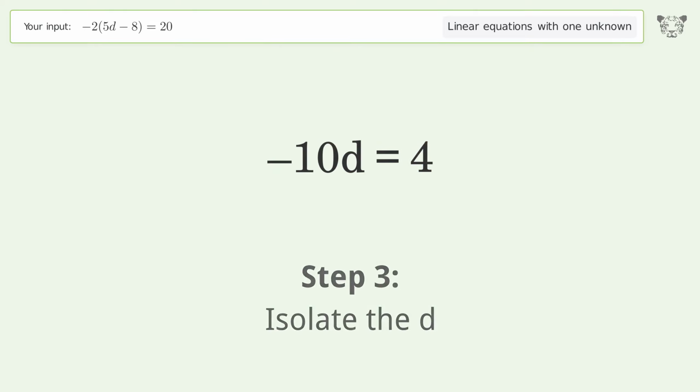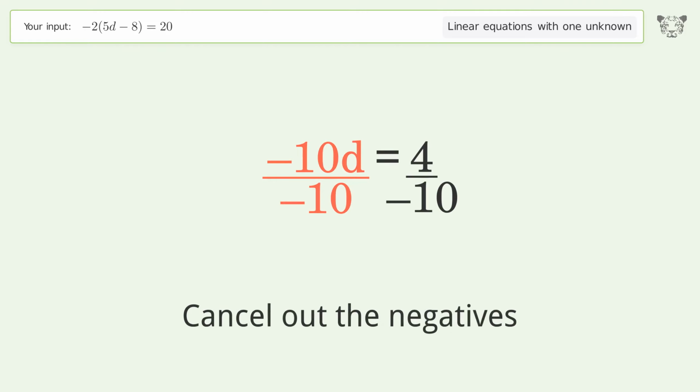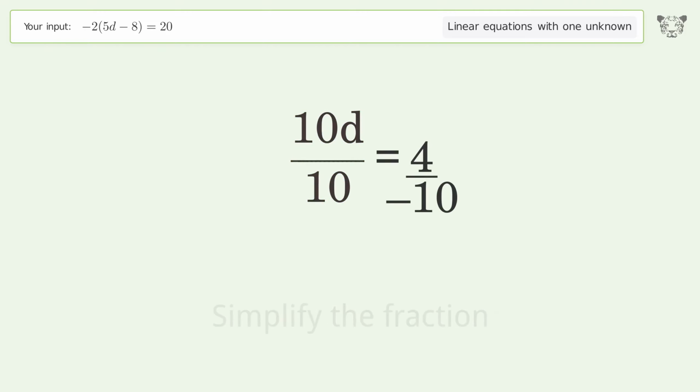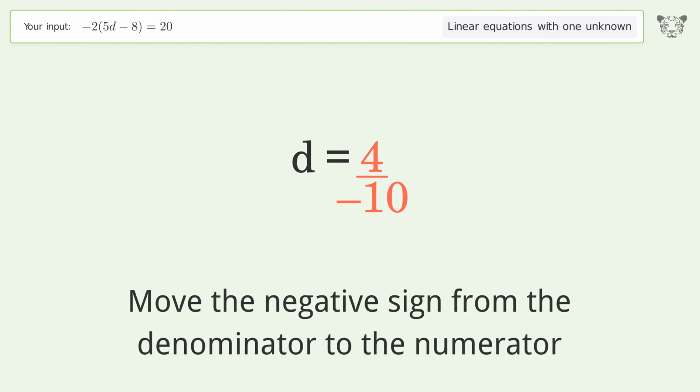Isolate the d. Divide both sides by -10. Cancel out the negatives. Simplify the fraction. Move the negative sign from the denominator to the numerator.